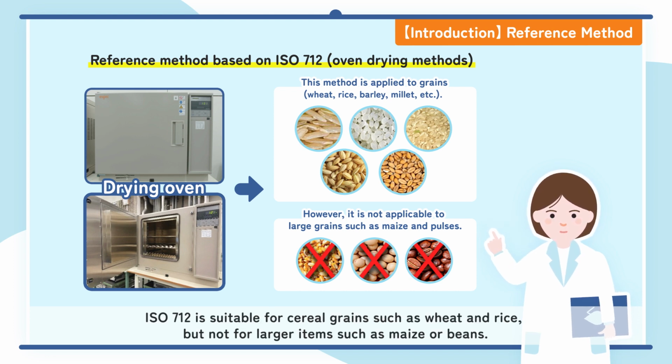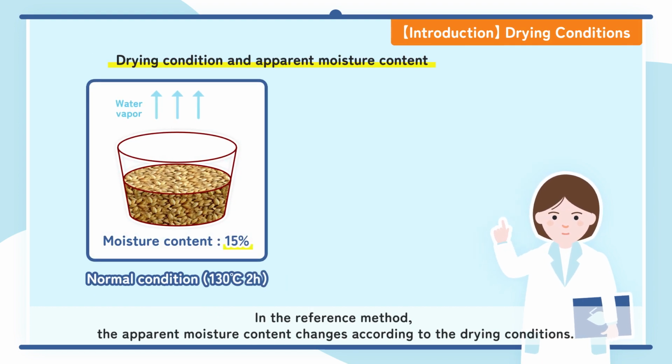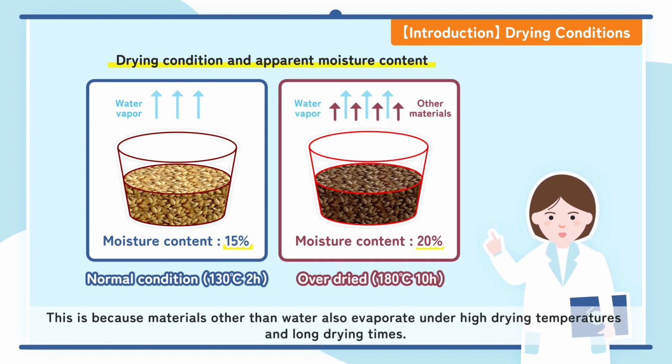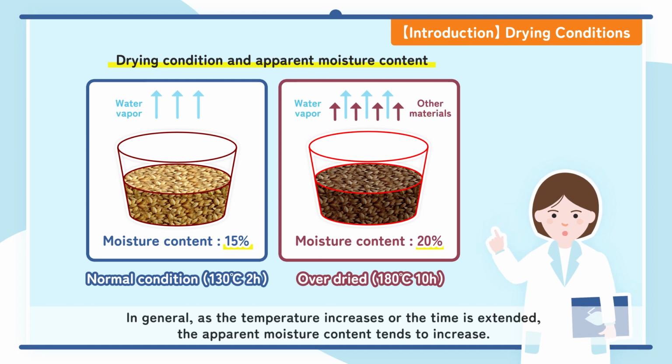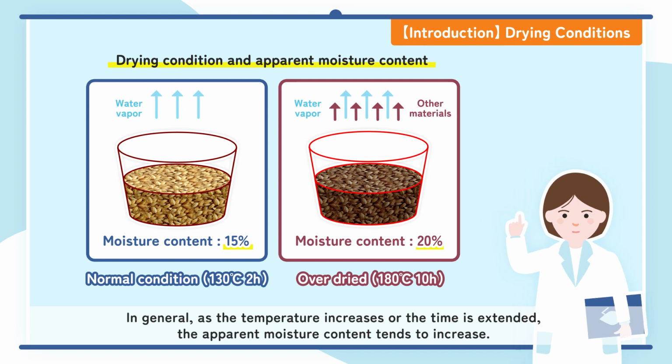ISO 712 is suitable for cereal grains such as wheat and rice, but not for larger items such as maize or beans. In the reference method, the apparent moisture content changes according to the drying conditions. This is because materials other than water also evaporate under high drying temperatures and long drying times. In general, as the temperature increases or the time is extended, the apparent moisture content tends to increase.